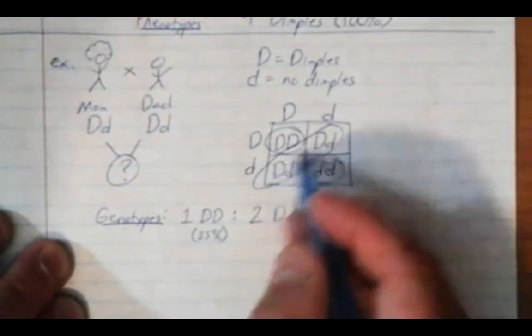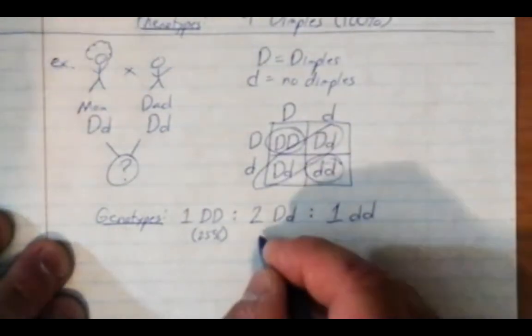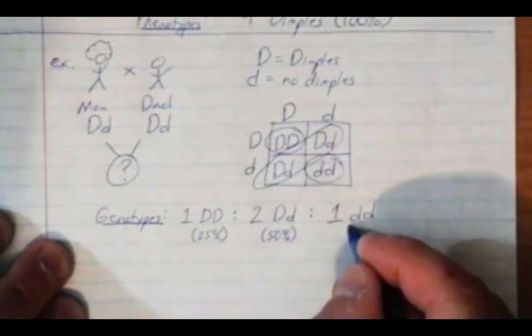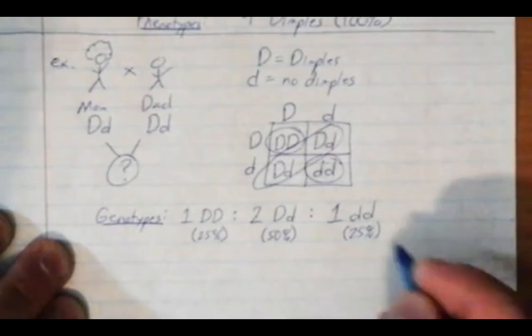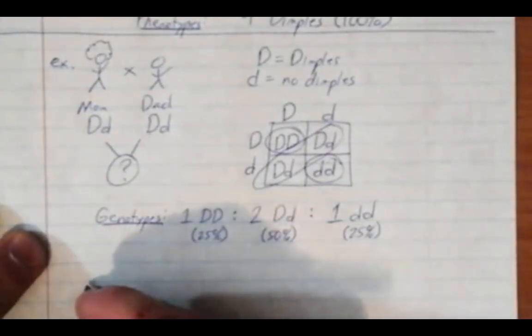This one, 2 boxes out of 4. 2 out of 4. Oh my gosh, it's like math. 50%. 1 box out of 4 is 25%. Okay, those are the genotypes. Now, the phenotypes.